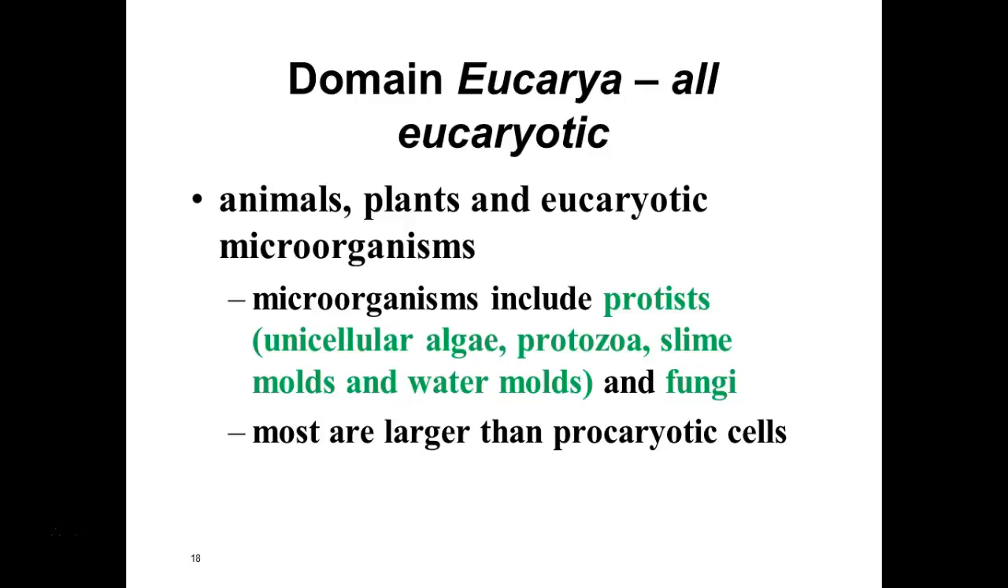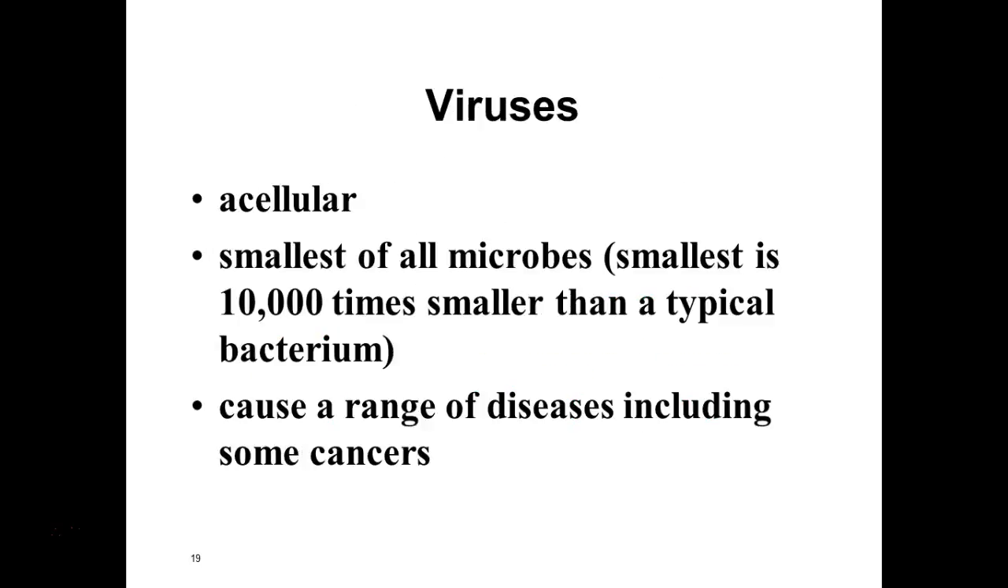Most are larger than prokaryotes. Again, notice the term most, not all, right? There are some exceptions. There are some eukaryotes that are teeny tiny microscopically, and there are some prokaryotes that are pretty big microscopically. But for the most part, these are the bigger organisms. As we found out in lab this week, we could see them pretty easily. Next week when we start doing bacteria, tiny. Oil immersion from now on.